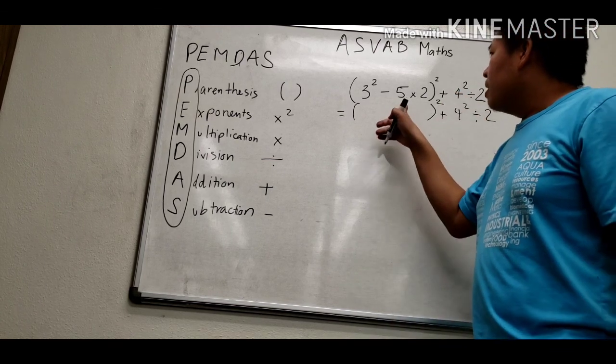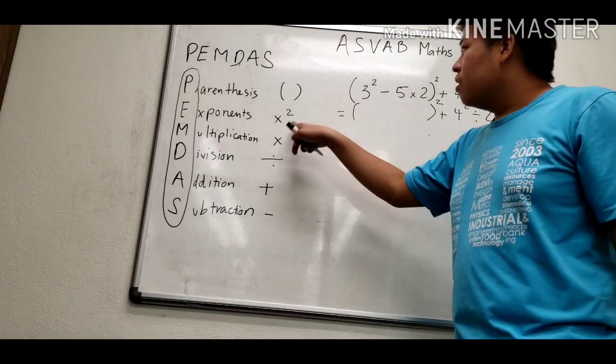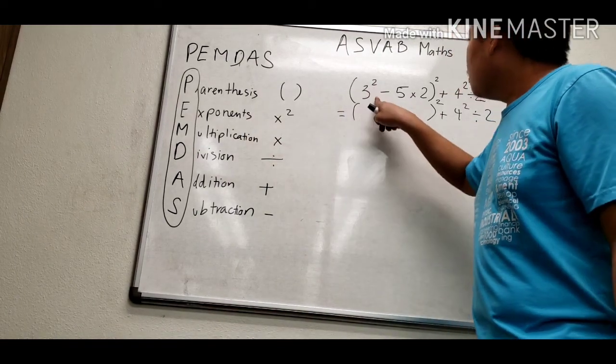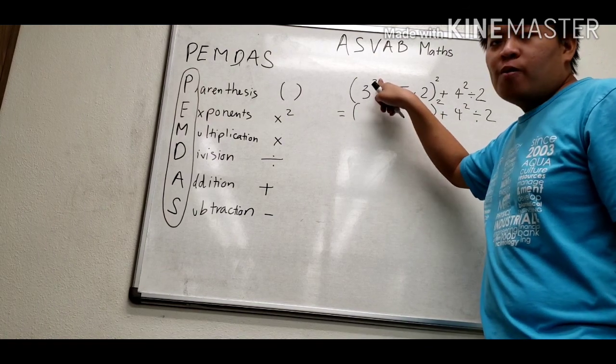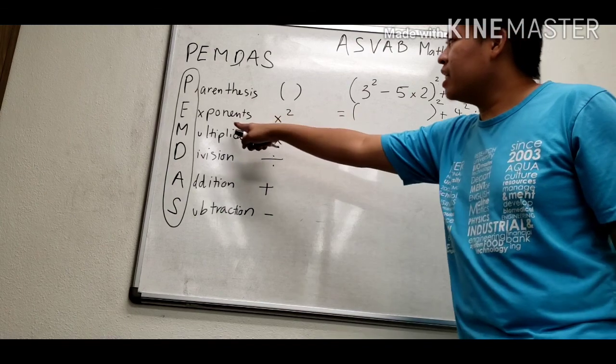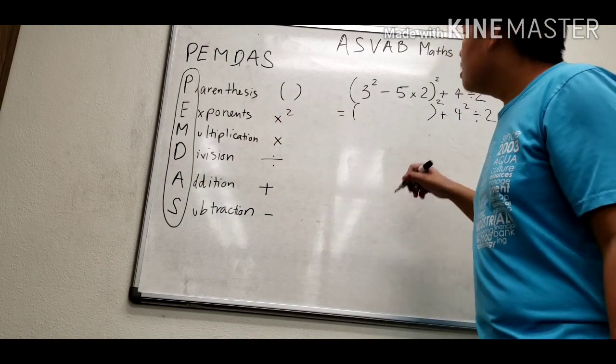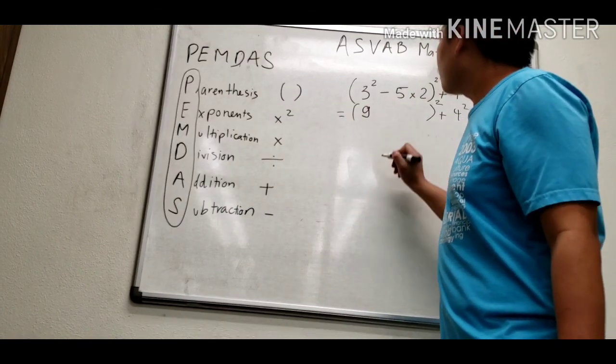In the parentheses, we have the exponent, that's about 3 power 2. So 3 power 2 will go first because that's about exponent. So we have to put 9 in here.